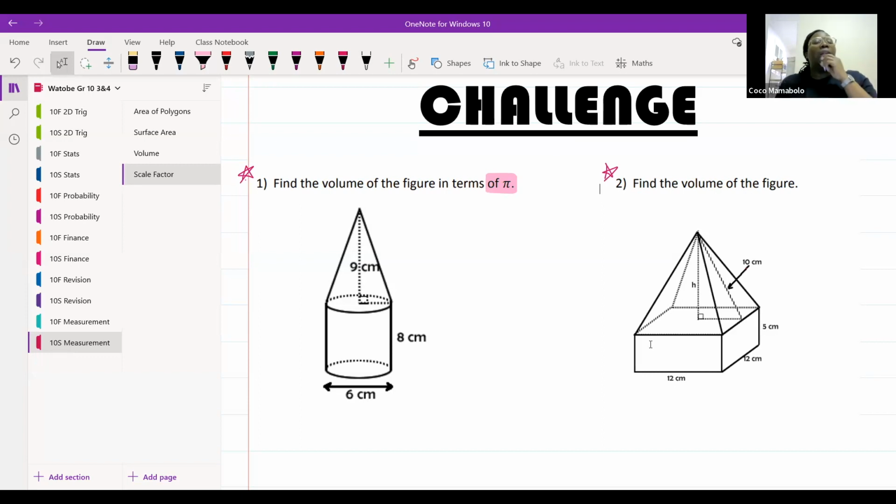So I know that this shape is made up of two things. The first thing that I have here at the bottom is a cylinder. And I know that the volume of a cylinder is just the area of the base multiplied by the perpendicular height. I'm going to add that together with the volume of a cone, which is a third of the area of my base multiplied by the perpendicular height. So we need to account for all of that.